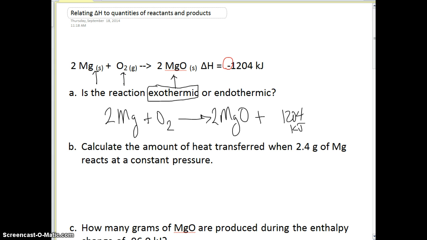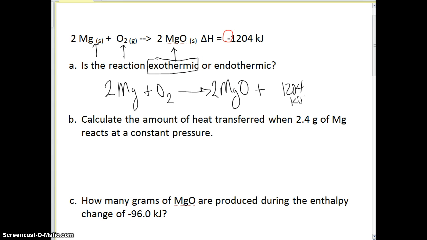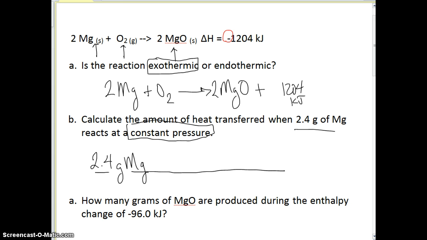Okay. So let's scooch down here a little bit and talk about some calculations that are involved. It's asking us to calculate the amount of heat transferred when 2.4 grams of magnesium reacts at a constant pressure. Constant pressure just tells us that we can calculate delta H off of that. So we have a known here of 2.4 grams. This is similar to an example I gave in the lecture yesterday. We're calculating heat, so the likelihood is that's going to be in kilojoules.